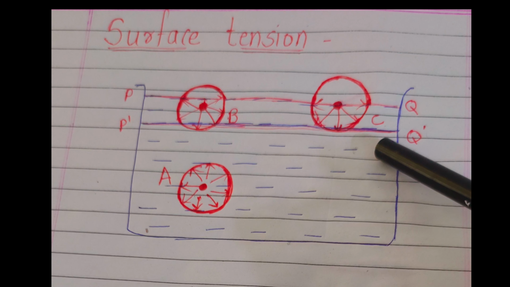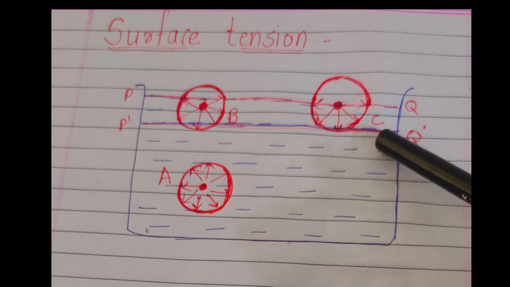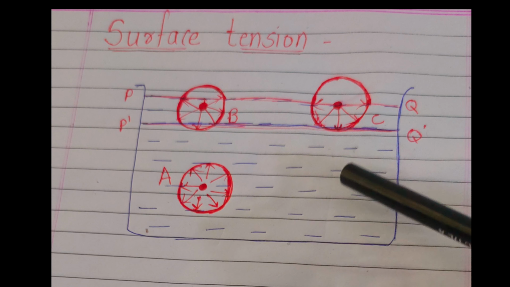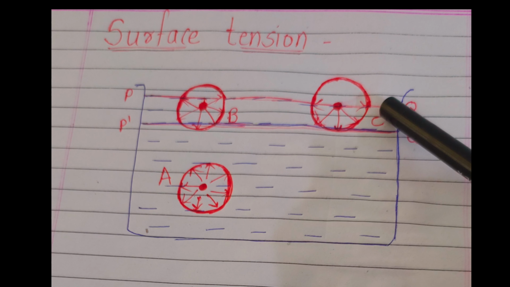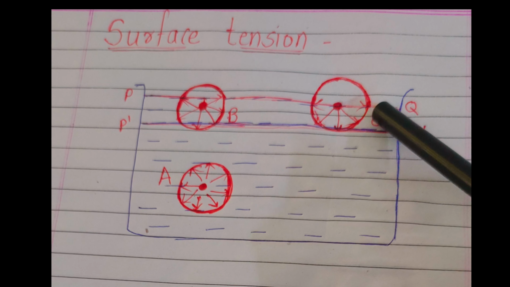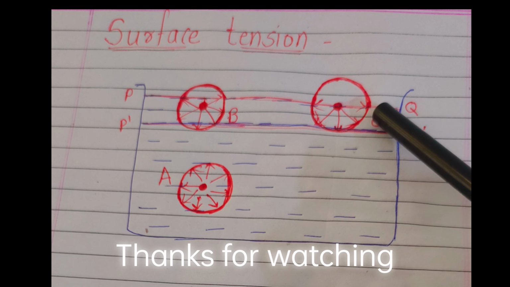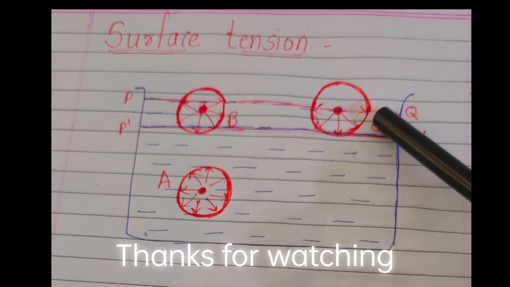So stretching of the membrane, or shrinking of the upper surface of the liquid into a stretched membrane, is nothing but the surface tension, because all the molecules are trying to go down and that is creating pressure on the surface of the liquid. And because of that, the surface on the upper side is trying to get stretched. That is nothing but the surface tension. So students, this is about the surface tension.